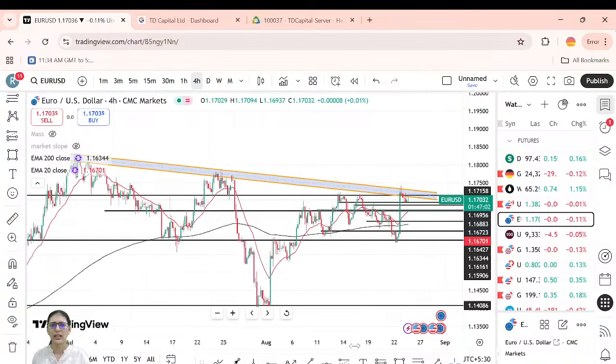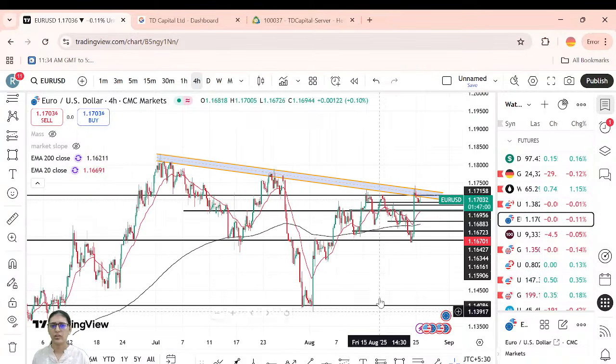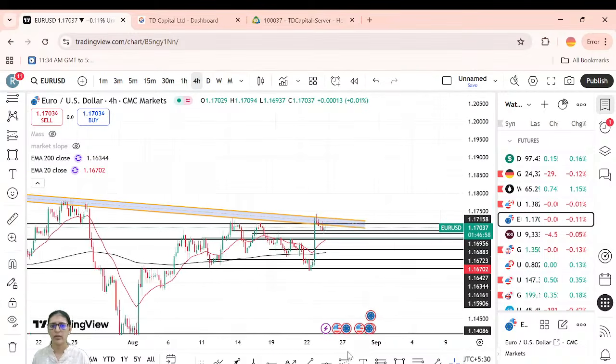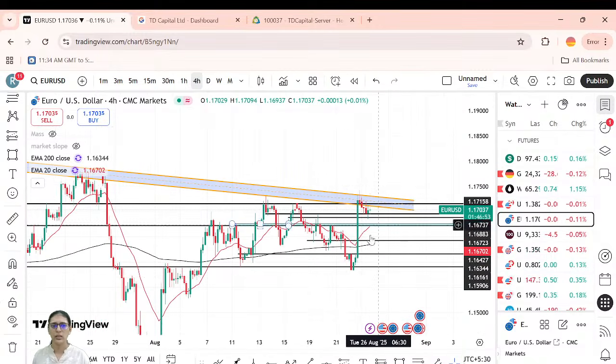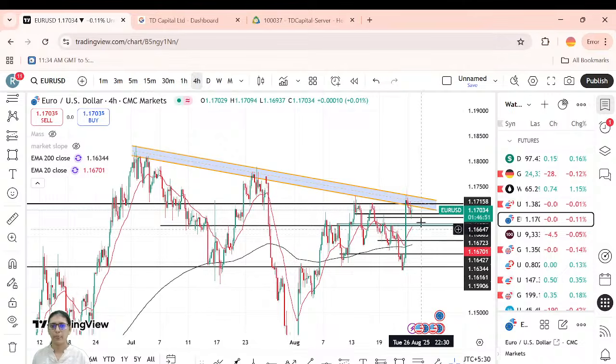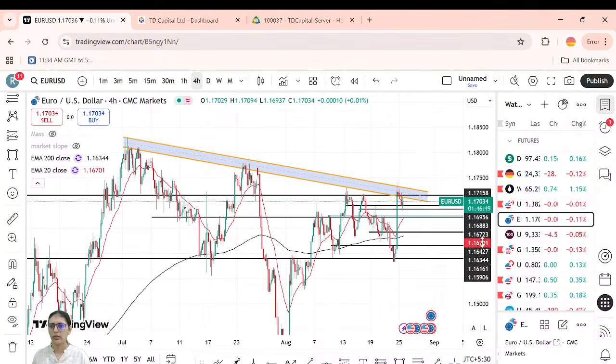All right. Let us see what is happening in Euro USD. I'll give you this 4 hour trend line, right? On a bigger time frame, you can see if there's a proper breakout of this trend line and a retest, you can plan an entry. This will be a good entry here.